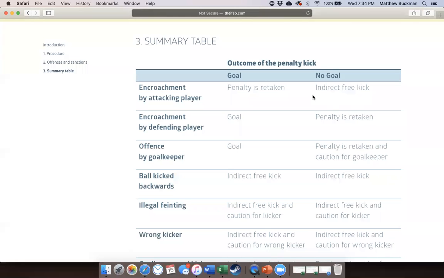Question here, how strict should we be on encroachment? And if a different player scores on a rebound, does that count as goal or no goal?